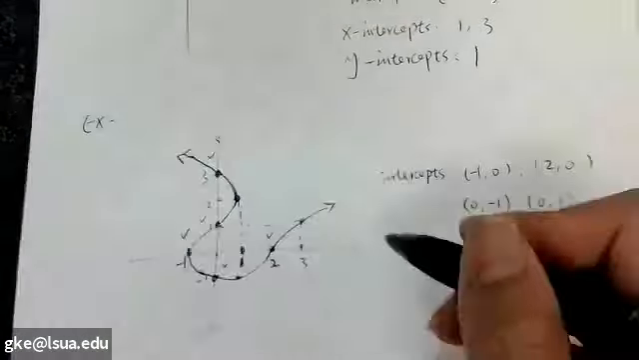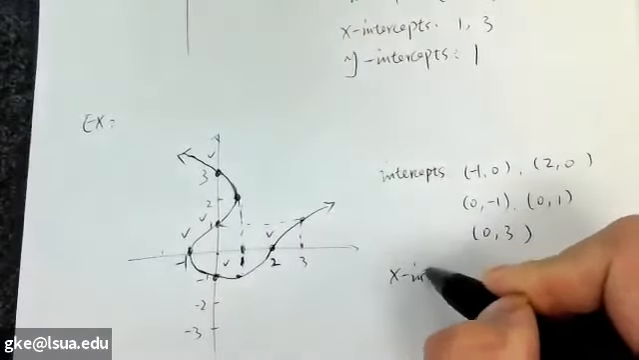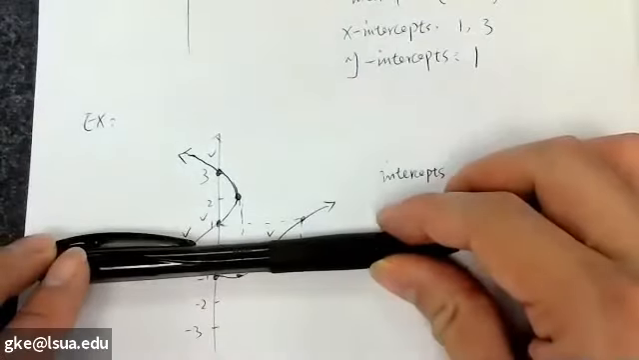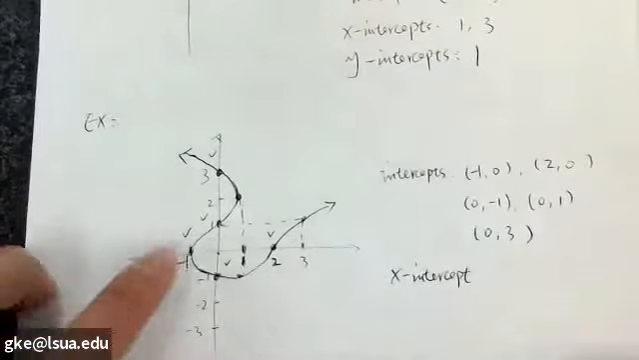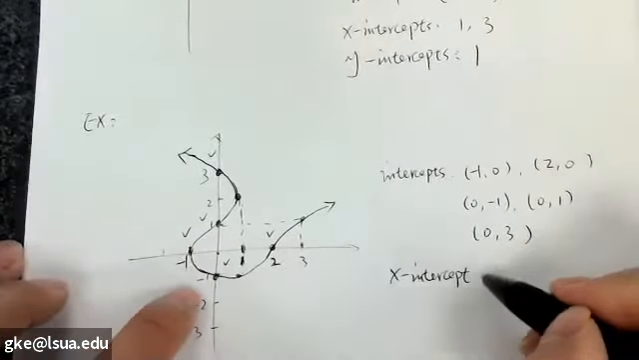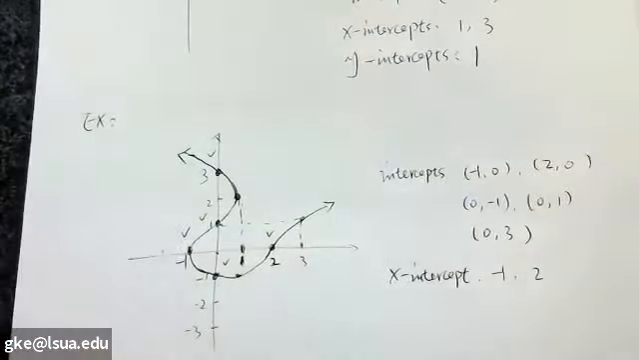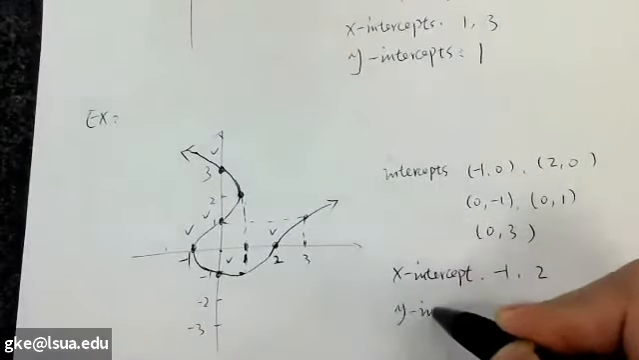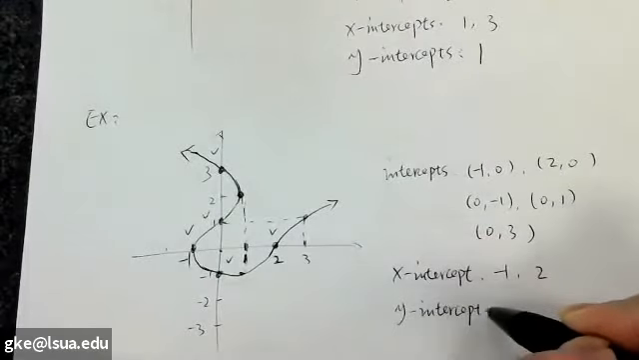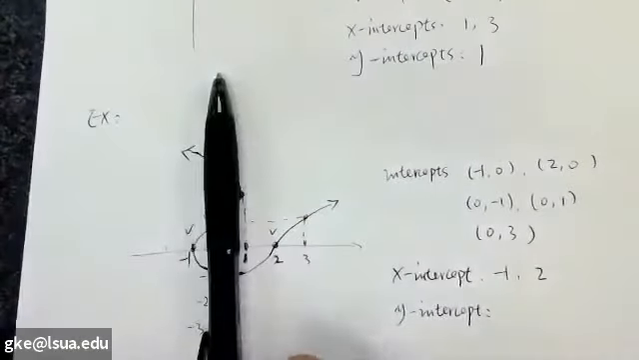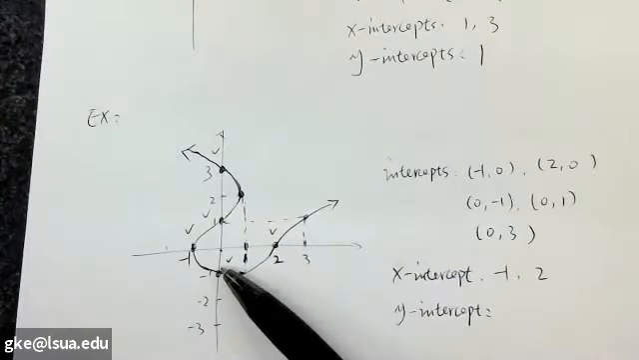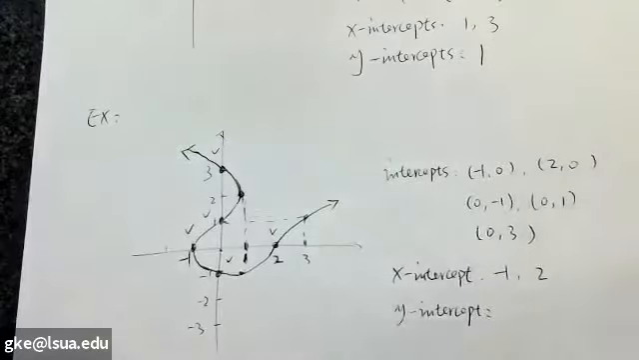And for the x-intercept, it's only about the x-axis, right? So how many points? These 2 points, and the value is -1 and 2. And for the y-intercept, 3 points, right? So that is -1, 1, and 3.